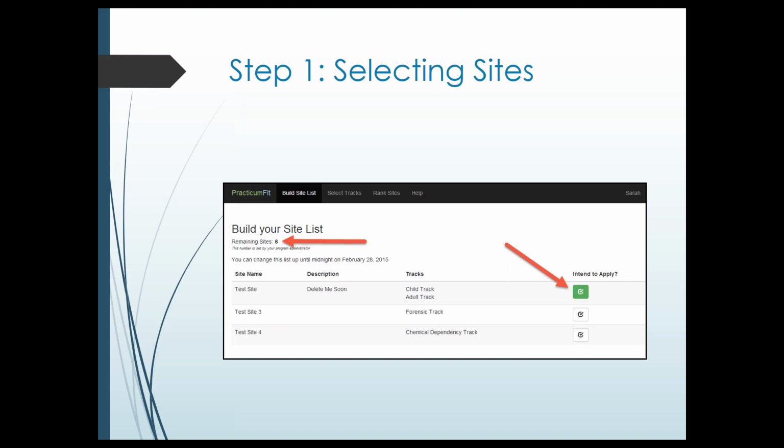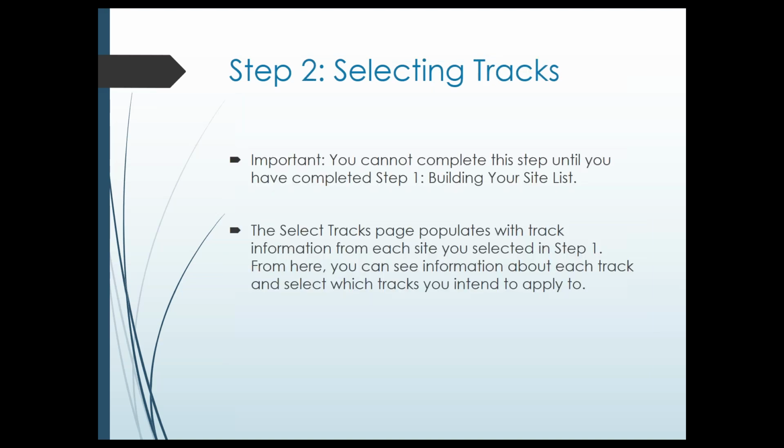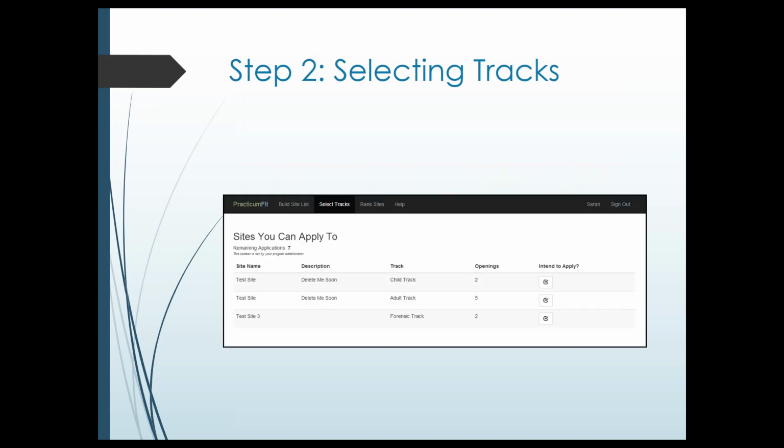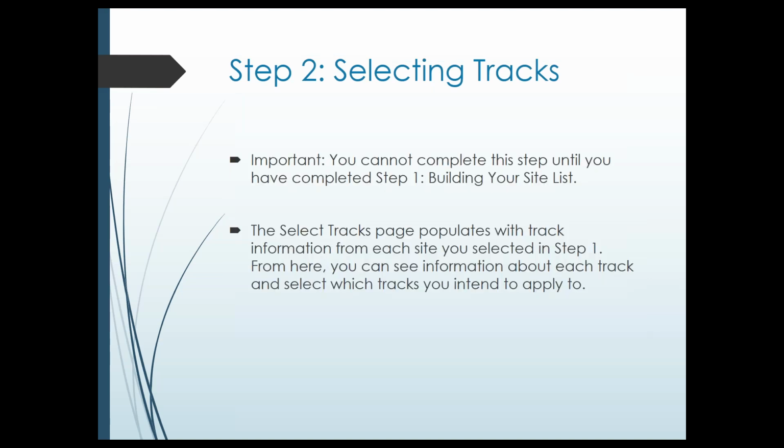That's where the number will decrease. And after you click the button there on the right for intending to apply, step 2, you're going to actually select the tracks that you're interested in applying to. Also, please note you cannot do this track until you've already built your site list. So you want to make sure that you're entering the site list first. Once you put the sites you're applying to, you'll see the site names again, and then your intention to apply.